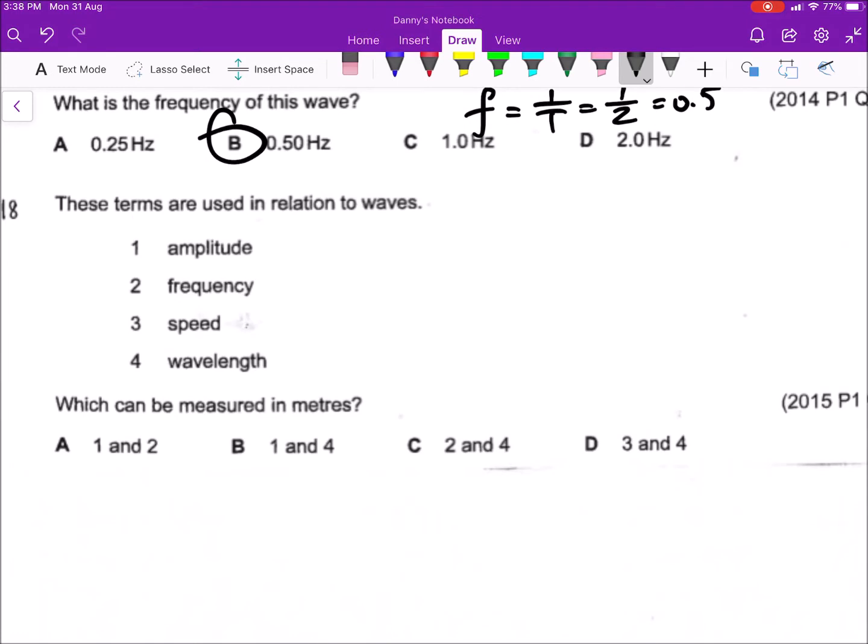Okay, when you look at question 18, again they are checking your understanding of the terms. What is measured by meter? You know that meter is a unit for length. Amplitude is a length, frequency is in hertz, speed is meter per second, and wavelength is of course a length. So of course, 1 and 4.